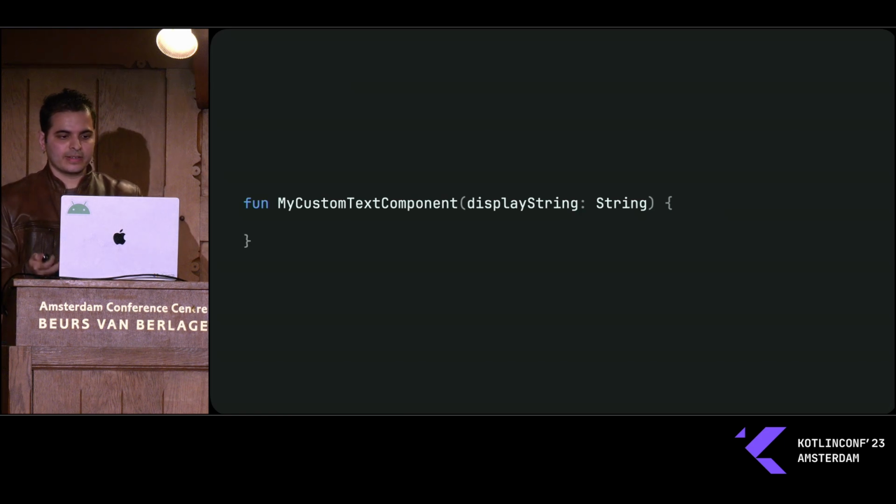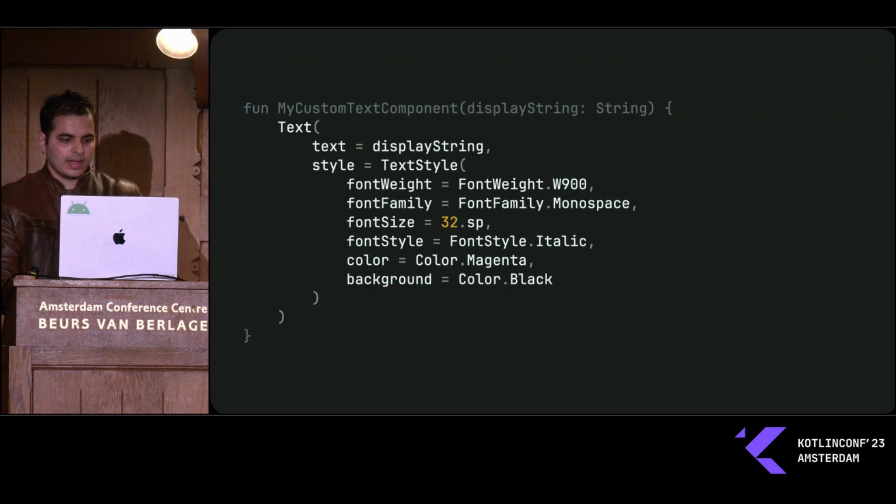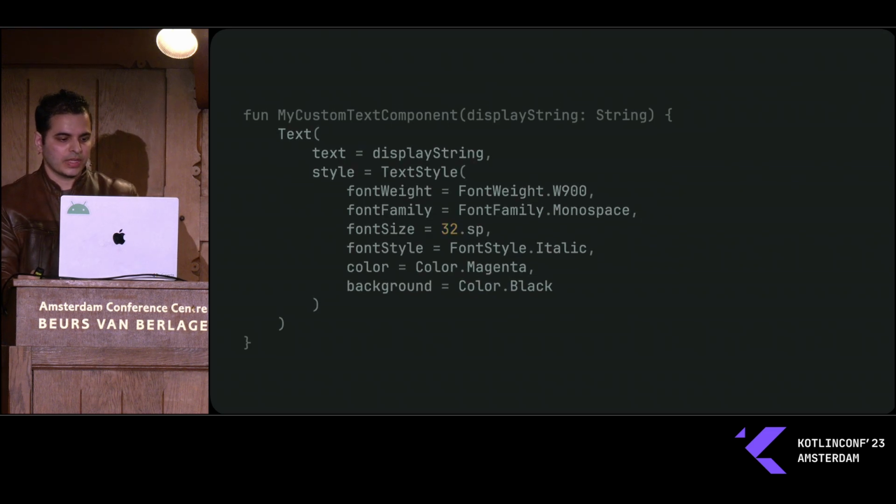So we start off by creating a simple Kotlin function that's taking in a string parameter. And then we use a default function called Text that's exposed by this library itself. This does exactly what you think it does, which is it's capable of rendering some text on the screen. We've also set some styling information here to fit our use case.